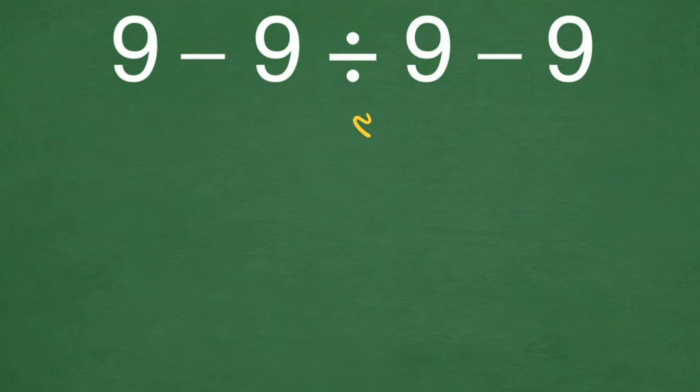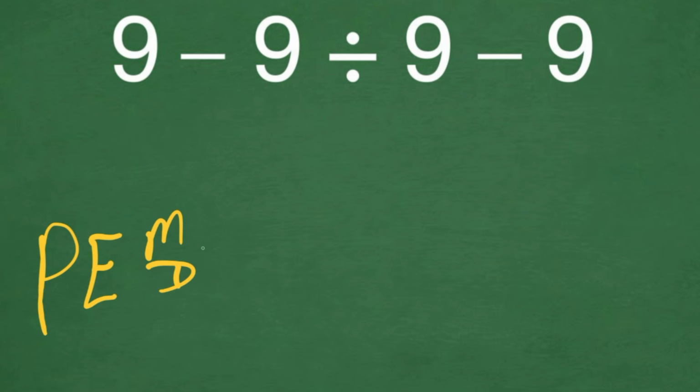So to solve this problem we have to know and remember one math rule, which is PEMDAS. So I did write here. So here P stands for parentheses, E stands for exponent, M and D stand for multiplication and division, and A and S stand for addition and subtraction.